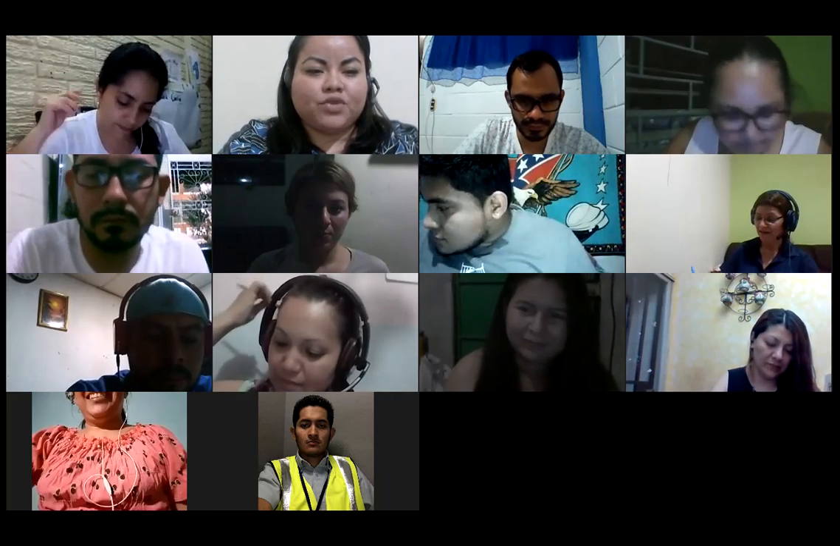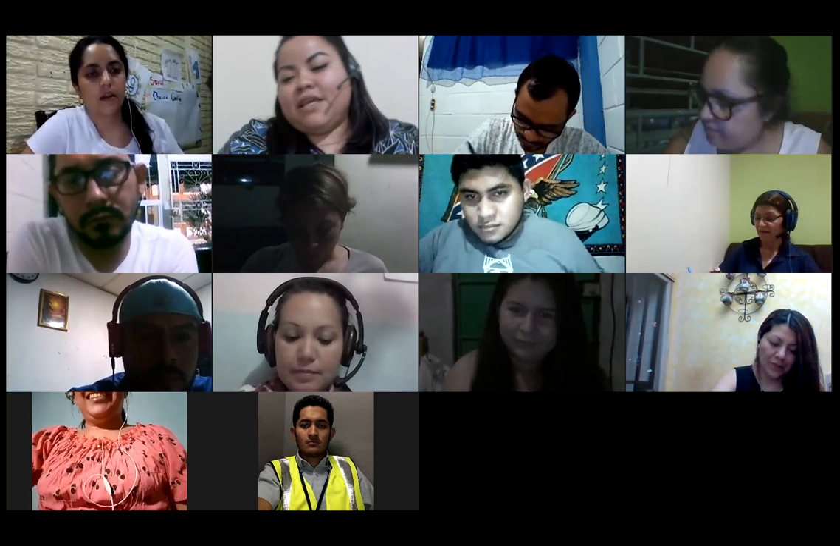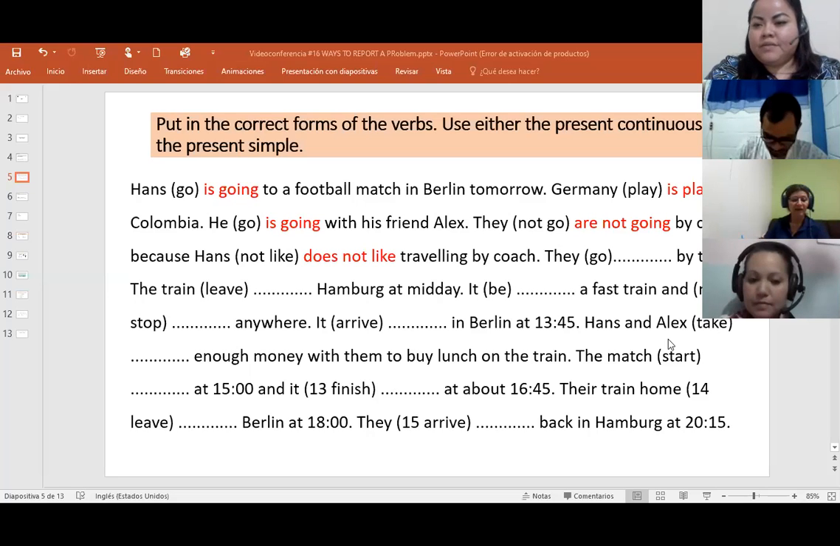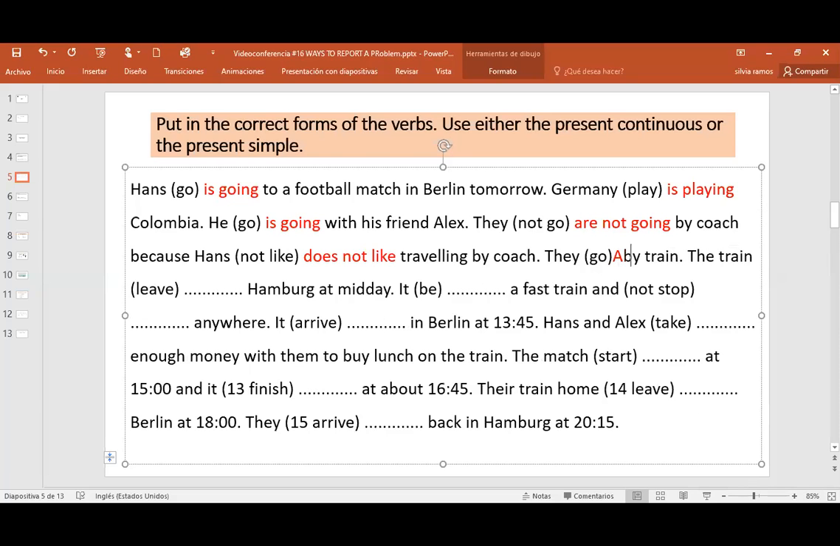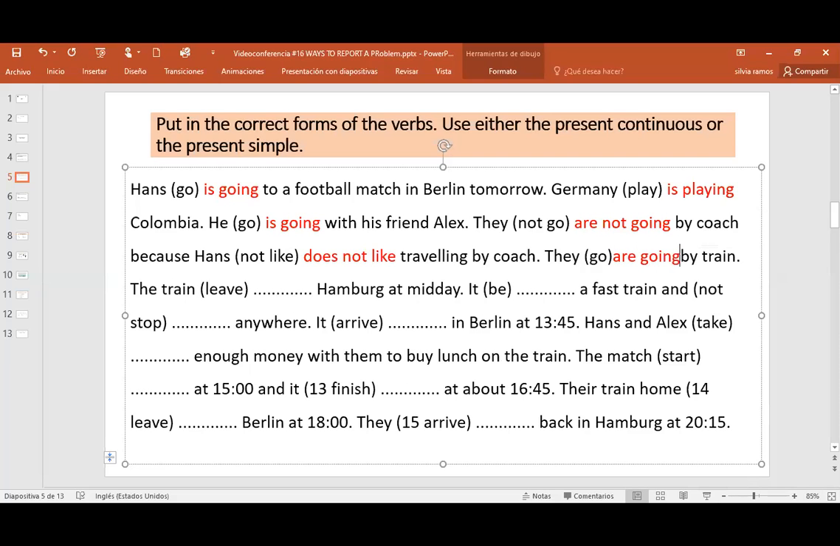Let me share my screen now, and you tell me the exercises, what you have done and what you have not done. We have the next one: they are not going by coach because Hans doesn't like traveling by coach. What do you have here, Carmen? They are going by train. Excellent job. Okay, now we have the next sentence, and my friend Sandra is going to help me.